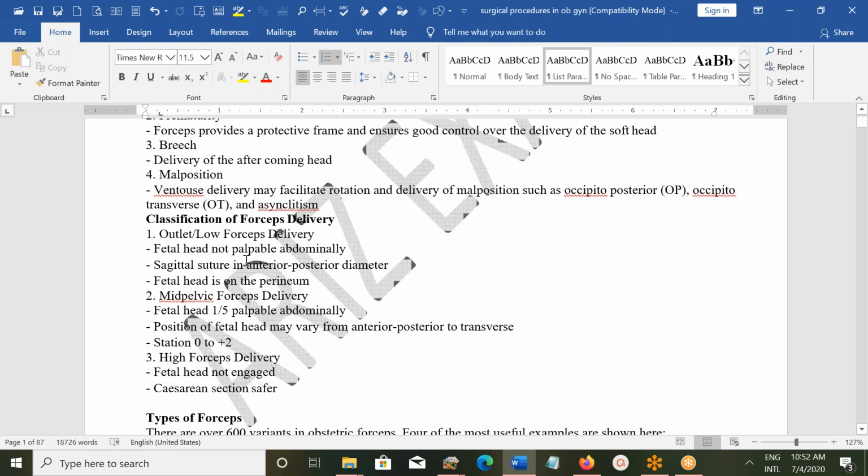Regarding classification of the delivery, you know that outlet, mid-pelvic, and then the high forceps. Outlet or the low forceps delivery is where the fetal head is not palpable abdominally, the sagittal suture is in the anterior posterior diameter, and the fetal head is at the perineum. Mid-pelvic forceps delivery is when the fetal head is 1/5 palpable abdominally, and the position of the fetal head may vary from anterior posterior to transverse, and the station is at 0 to +2. Then high forceps delivery would be applied when the fetal head is not engaged, and cesarean section is safer in that case. So high forceps delivery is not indicated.